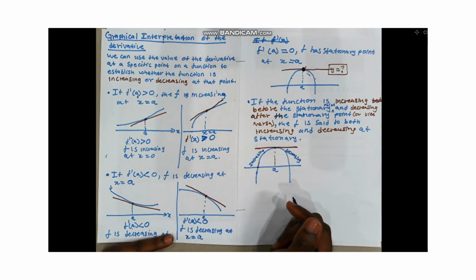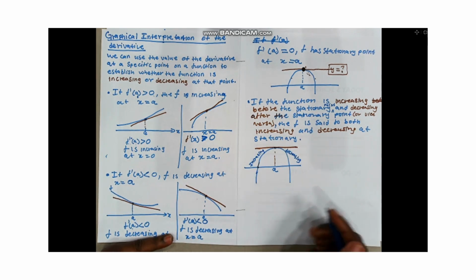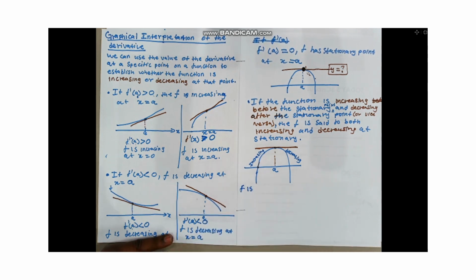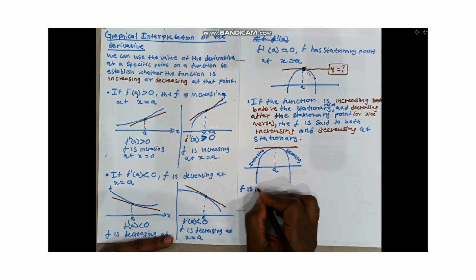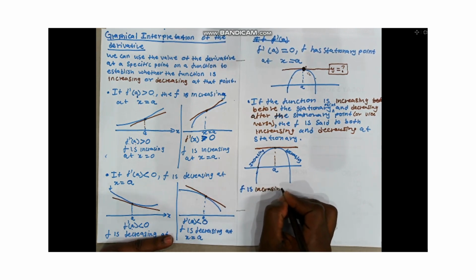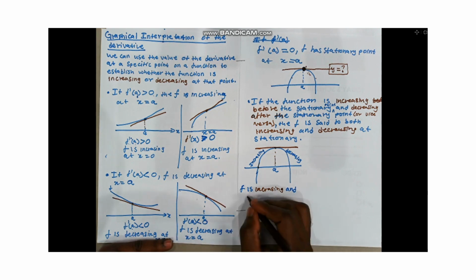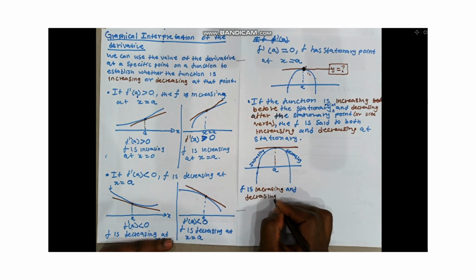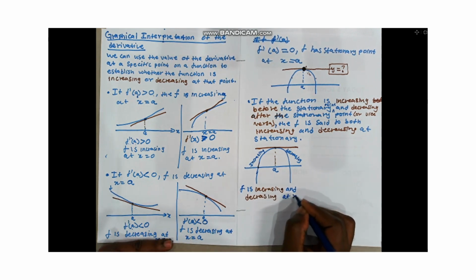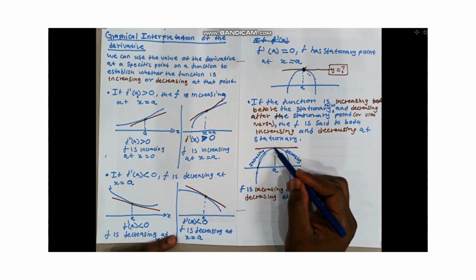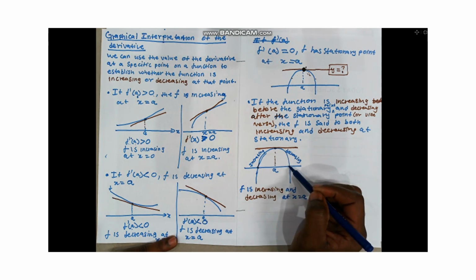That's what this statement is saying. So now what is this thing saying? At f, the function is increasing and decreasing also, where at x is equal to a. From this side going up, yes, increasing, reaching the stationary point, going down is decreasing.